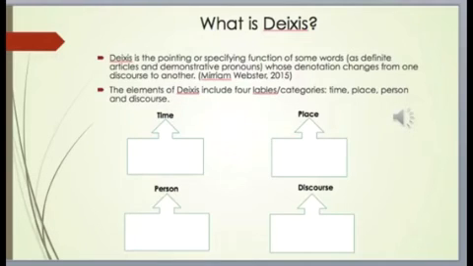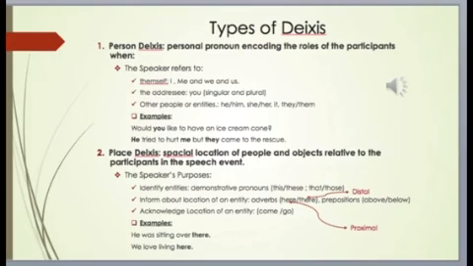So there are 4 labels or categories among deixis. They're time, place, person, and discourse. There are several types of deixis.